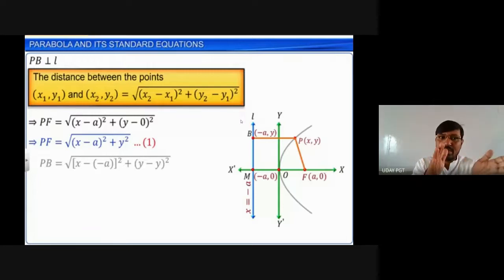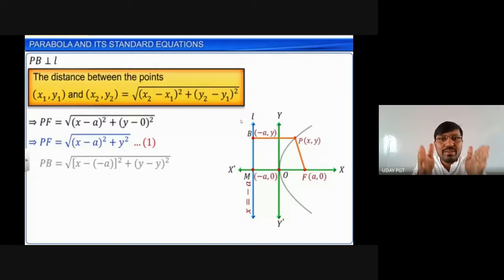Suppose you take the circle definition: how do you define the circle? The set of all points which are equidistant from one fixed point. That equal distance is called the radius and that fixed point is called the center. In the same way, for the parabola, we take points from one fixed point and one fixed line, and the distance of the point from the line is the perpendicular distance. That fixed line is called the directrix.